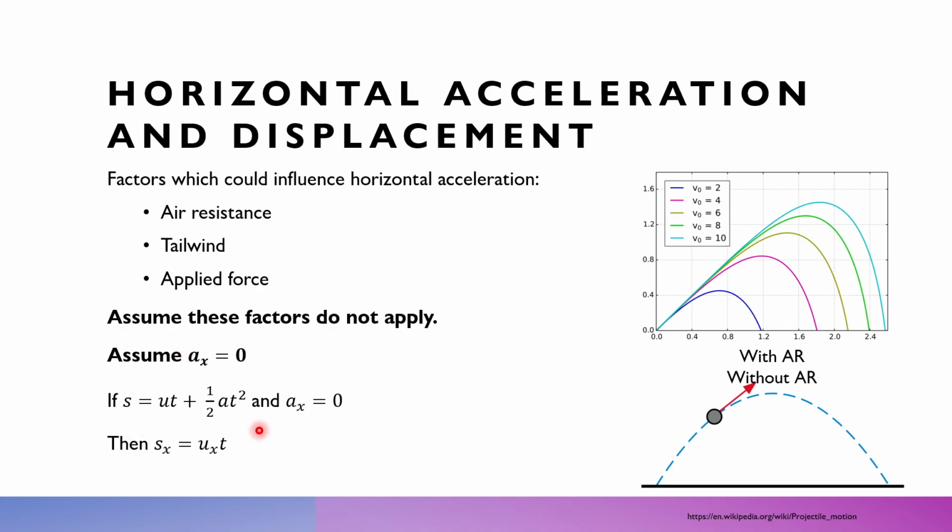Applying that to s equals ut plus a half at squared, this is going to again cancel out the second term in the right-hand side of the equation and leave us with Sx, the displacement in the x direction, is simply equal to ux times t. Similar to what we did with v in the previous video, we can calculate the displacement in the x direction for the projectile at any given time.